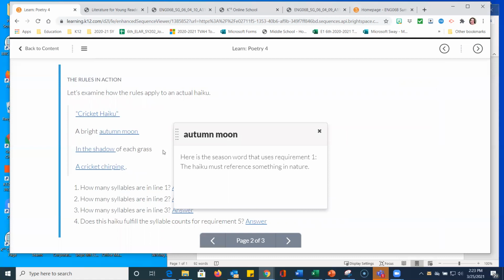Okay, so autumn moon. Here's the season word that meets requirement 1, that the haiku must reference something in nature. In the shadow, notice how the poet writes that the cricket is in the shadow. This meets requirement number 3. The haiku should take place in the present.